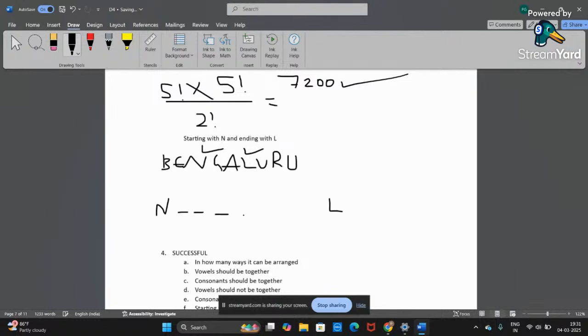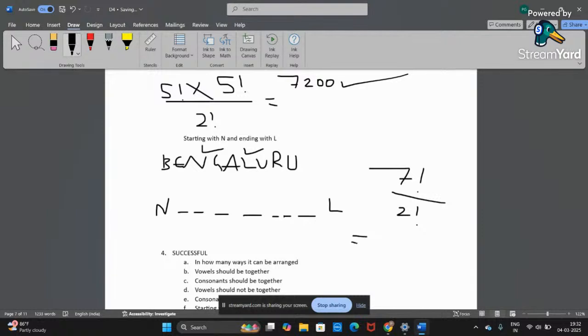1, 2, 3, 4, 5, 6, 7 alphabets are there. So what you have to do? 7 factorial, because these two are in constant place. So leaving that, we have to find out the ways for the remaining alphabets. Okay. In the remaining alphabets, there are 2 repetitions in it.